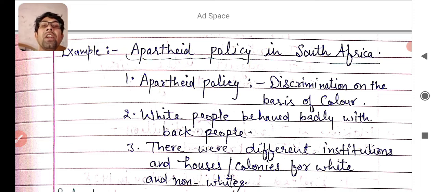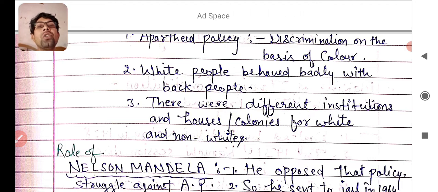And there were different institutions. School, colleges, hospitals, bus stand, railway station, all the institutions were different for whites and non-whites or black people. And next, there were different colonies also. It means house settlements were also different. X colony is made for white people only, and there will be no space for black people or non-white people, and Z colony is prepared for black and non-white people.